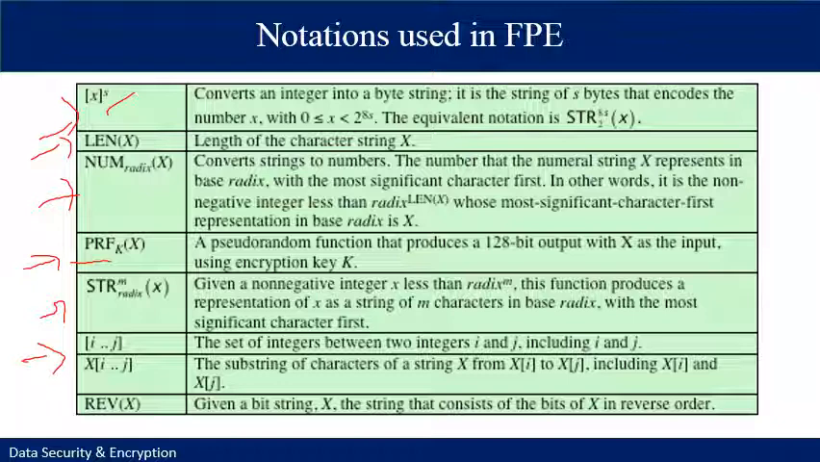i..j is the set of integers between two integers i and j, including i and j. Similarly, x[i..j] is the substring of characters within x from x_i to x_j, including x_i and x_j. Reverse of x, given a bit string x, is the string consisting of the bits of x in reverse order.